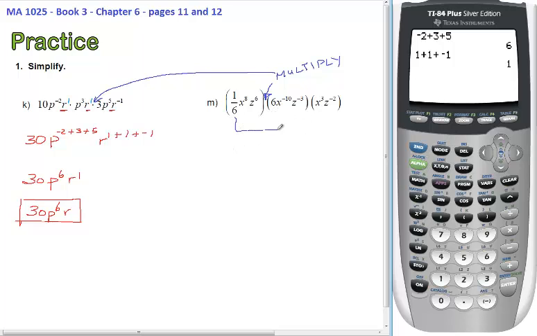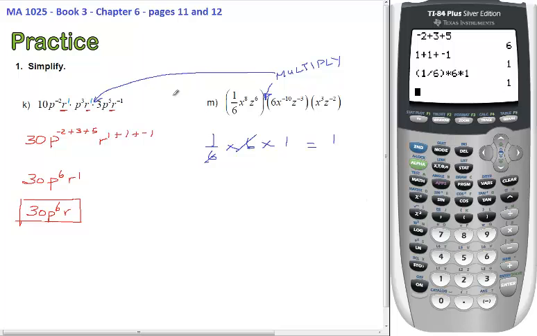And I'll do the numbers first. 1/6 times 6 times 1. The 6's cancel. That's just 1. Or if you want to do it on your calculator, you can. Open bracket, 1 divided by 6, close bracket, times 6 times 1, and you can see what we get. You can use the fraction button on the calculator as well, so lots of ways to do that. So the coefficient is 1. I'll write it there for now.